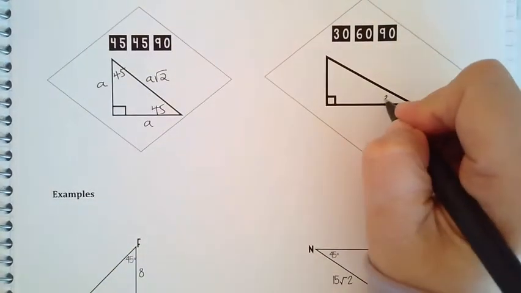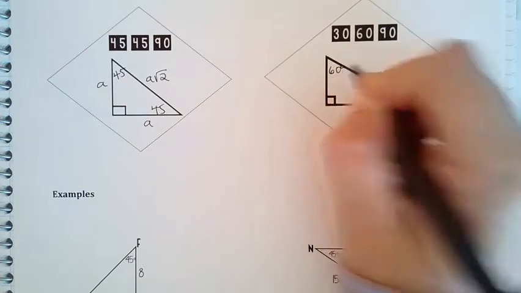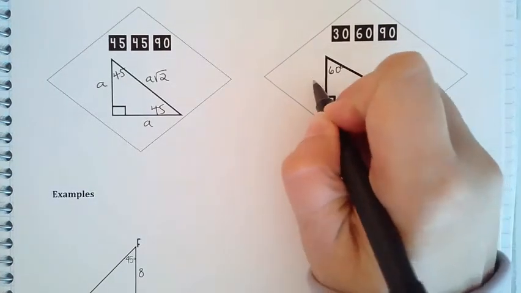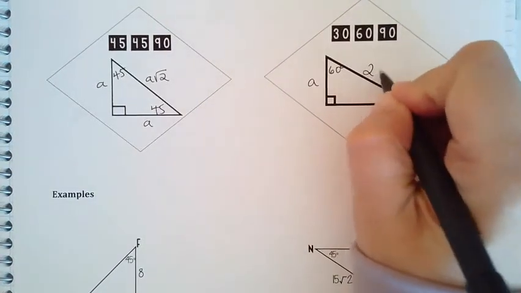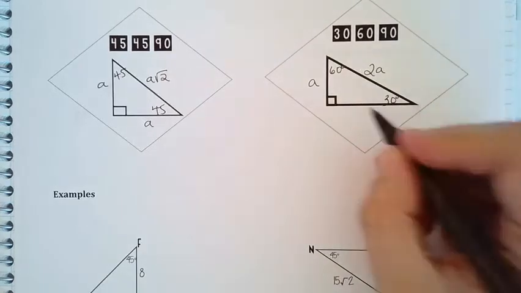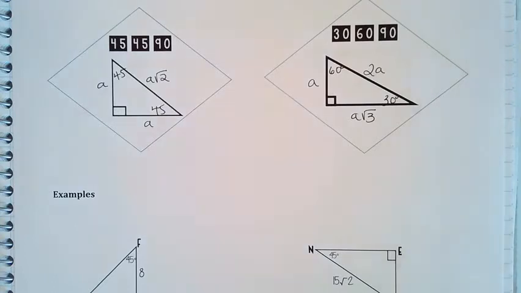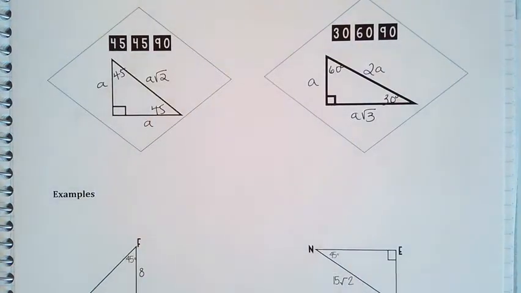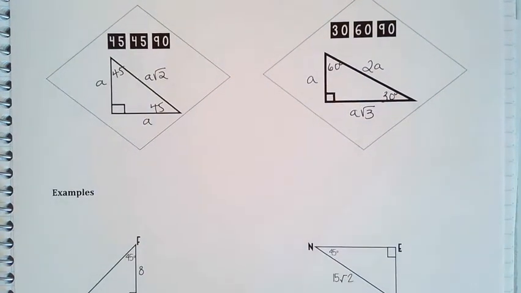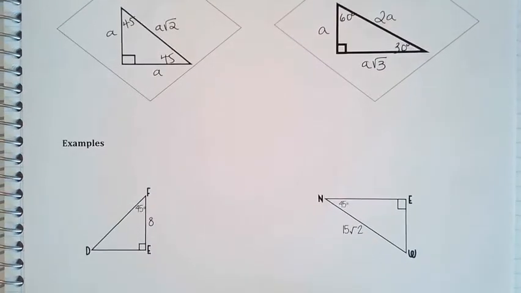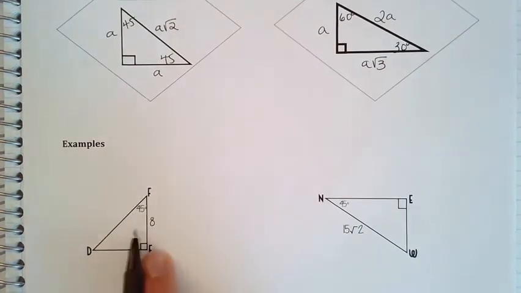Our 30, 60, 90 has the relationship: if we call the short side A, the hypotenuse is 2A, and the long side is going to be A root 3. Okay, so if we use that to do a few examples, here we go. So here's my first example.